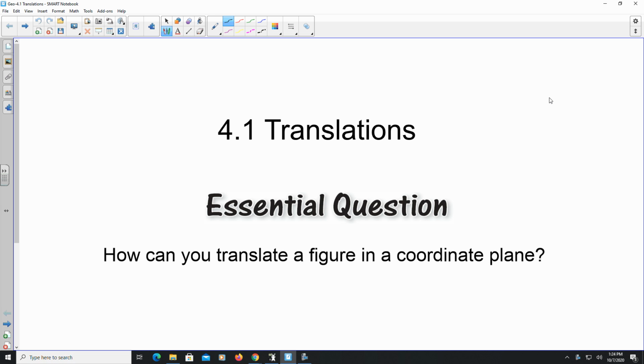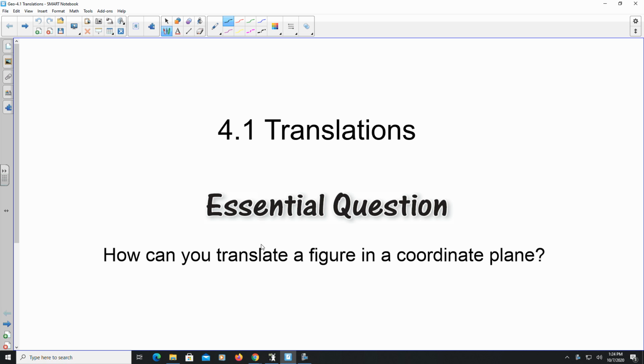In this video, we're going to be looking at section 4.1, where we're going to be dealing with translations. All right, more specifically, translations in a coordinate plane. So the essential question that we are going to look at says, how can you translate a figure in a coordinate plane?